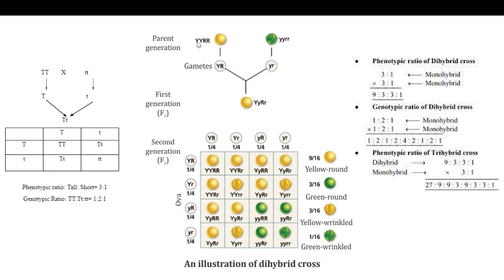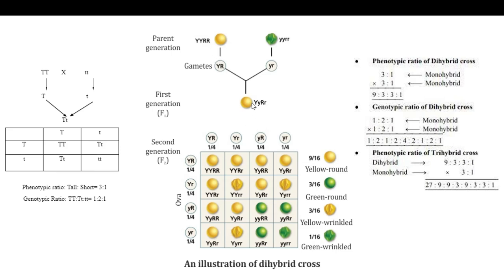Again, from each gene there will be one allele coming, according to the law of segregation. Capital Y and capital R are coming from this parent, and small y and small r are coming from this parent. In the F1 generation, you will again get a heterozygous genotype. Because the dominant alleles are present, this phenotype will be similar to the dominant phenotype that you observed from the parent.